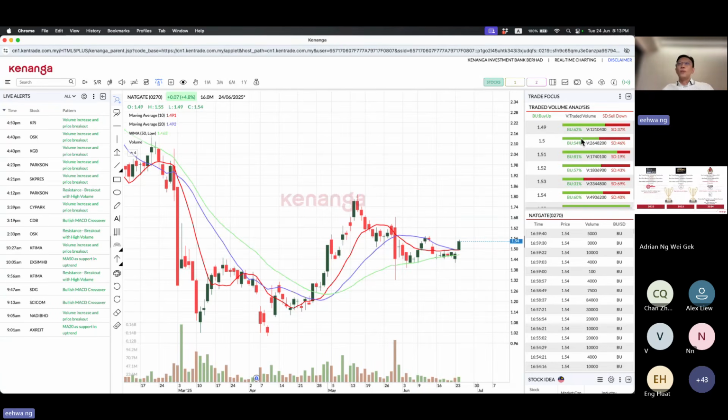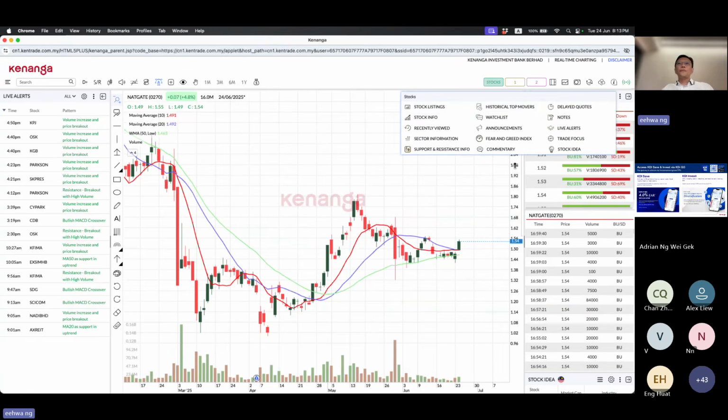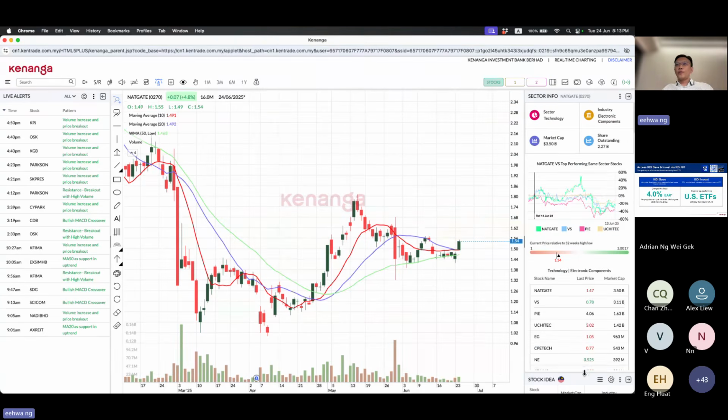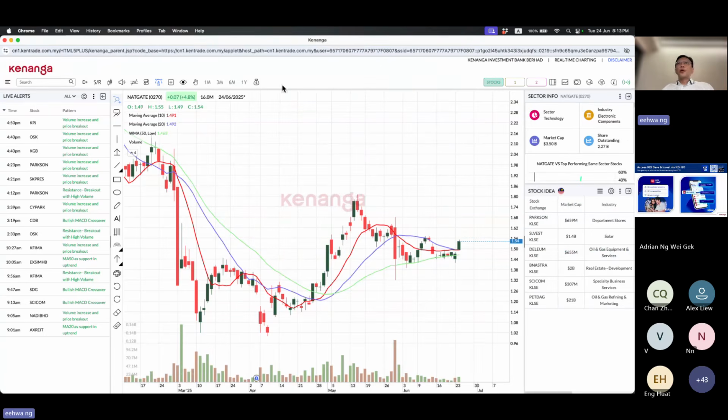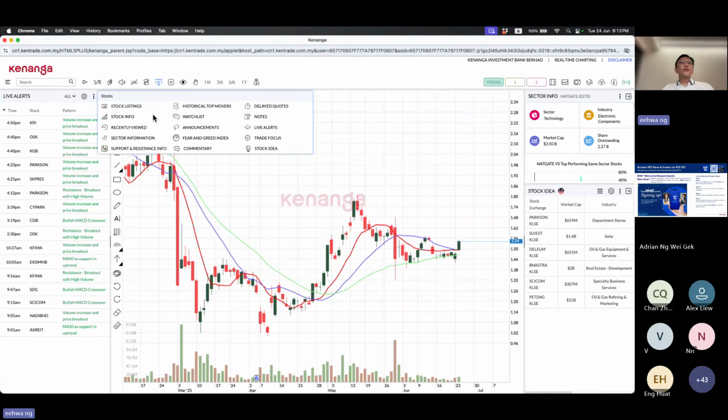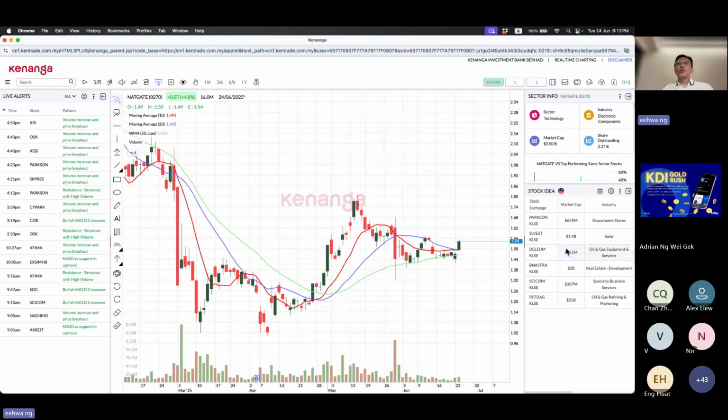Basically you want to see more green. All right, so I'm going to put this back to the sector information, and then drag this up. Now over at the top, all these banners, you can go and change to what you want to see. I'm going to talk about live alert and stock idea next.